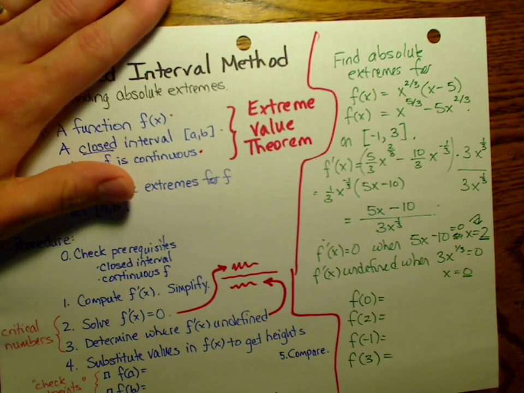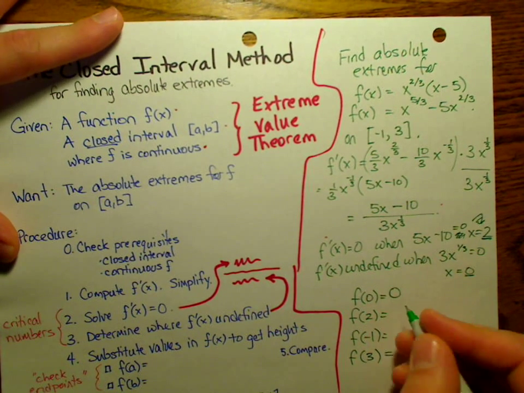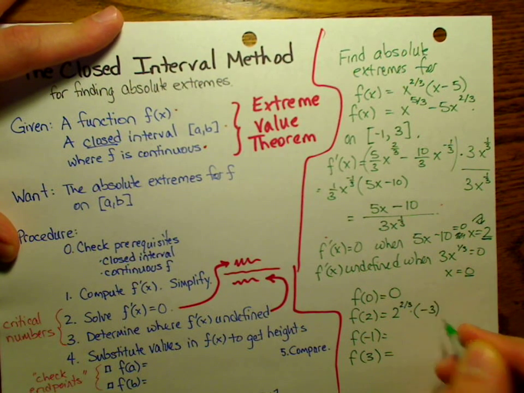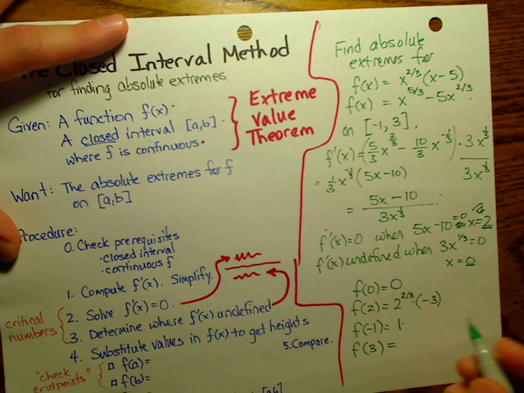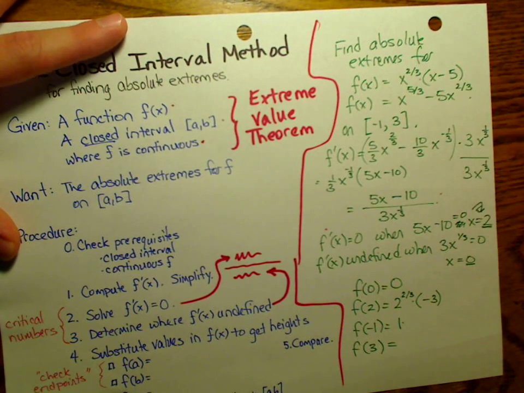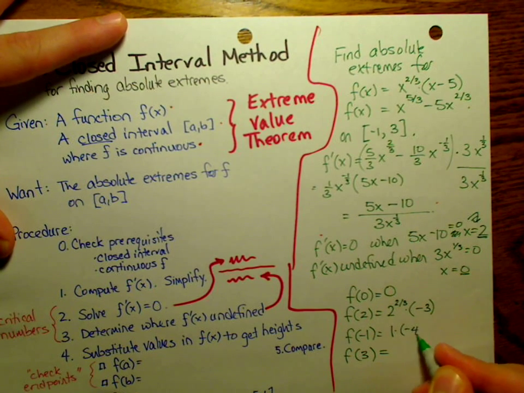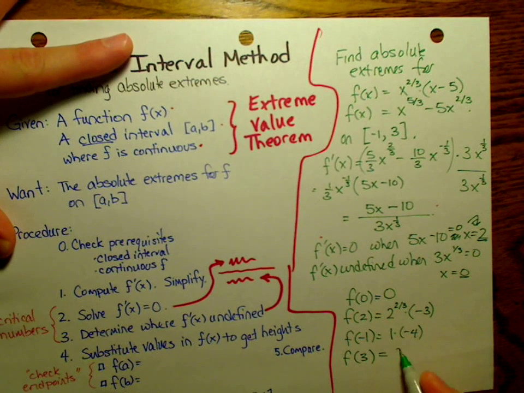These numbers may or may not come out nice. F of 0 is going to be 0. F of 2 is going to be 2 to the 2/3 times negative 3. F of negative 1 is going to be negative 1 to the 2/3, which is 1, because you just square negative 1 and then take the cube root. Notice I'm using the factored form for plugging in. It's a little nicer. I don't have to do as much subtraction. So that's 1 to the 2/3 times negative 4. And then last, f of 3 is going to be 3 to the 2/3 times negative 2.